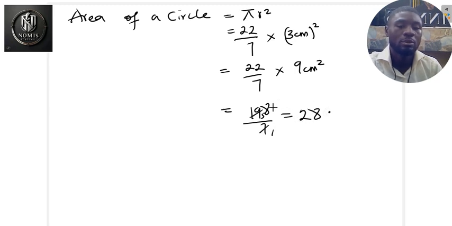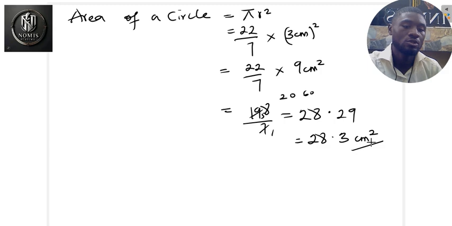So we'll put our decimal point. So 2, 0. How many 7 can you get in 20? Correct, 2. Remainder 6. So that will be 60 again. How many 7 can you get from 60? That is 9. So you can take your answer to one decimal place. That's 28.3 centimeters. Remember, we have centimeter squared, so your answer should be in centimeter squared. So this is the area of the circle whose radius is 3 centimeters, 28.3 centimeters squared.